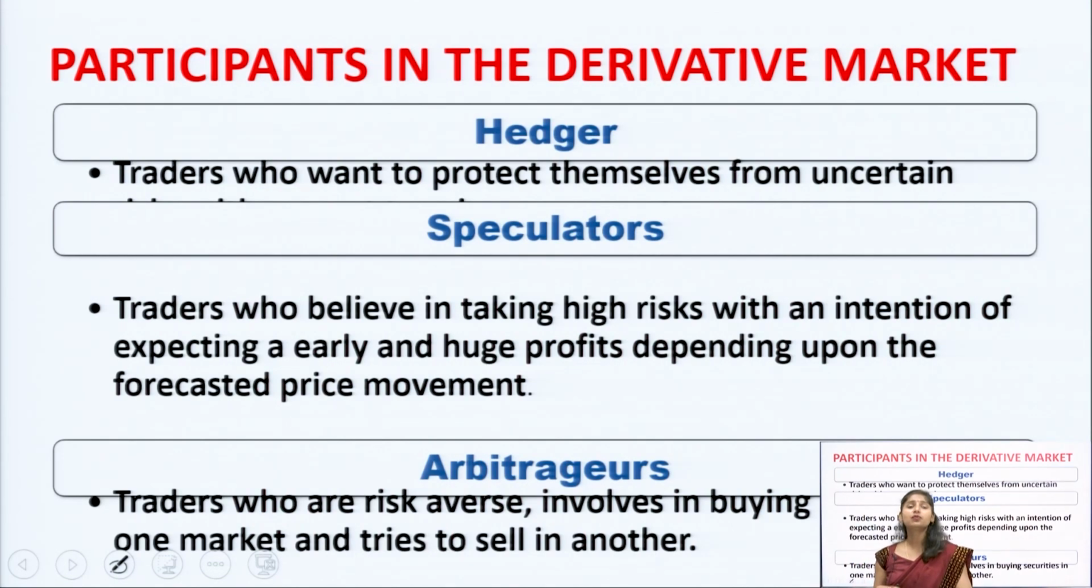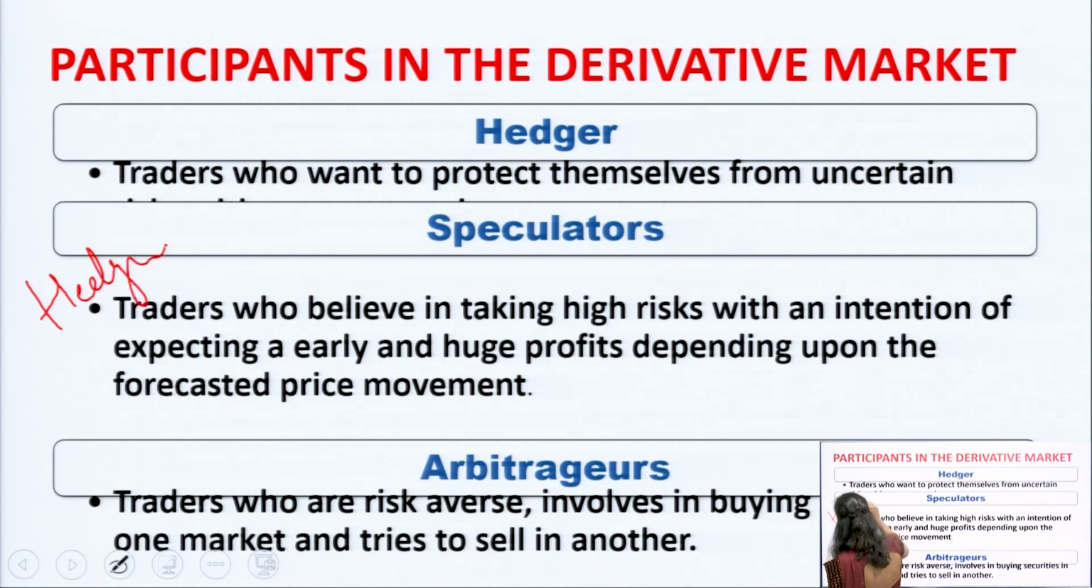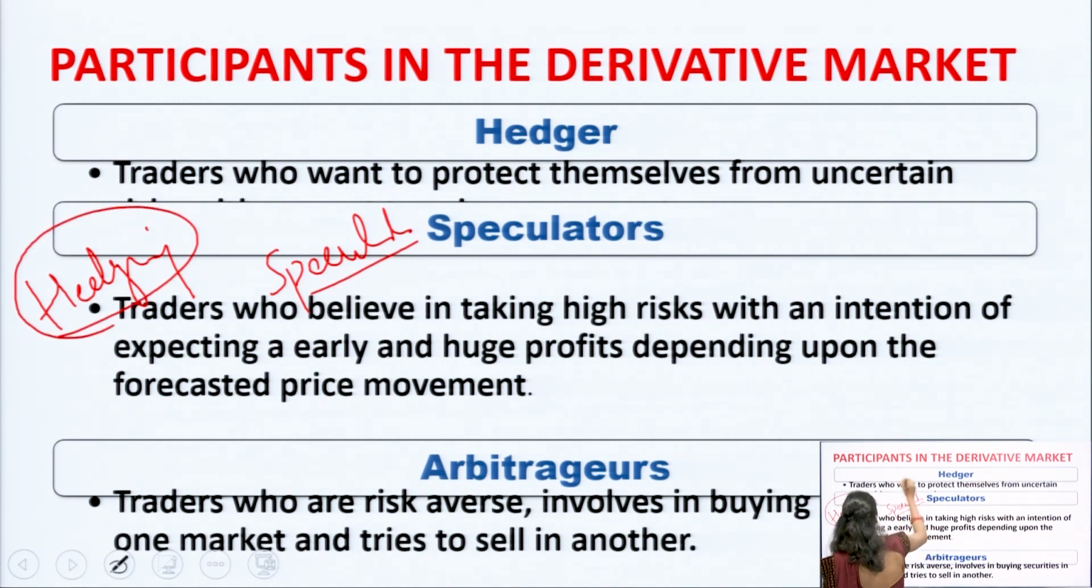Next, we are talking about some of the participants in the derivative market. We have already talked about two concepts, the hedging concept and the speculation concept. Just to remind you of these two concepts, hedging is what? Controlling the risk factor.